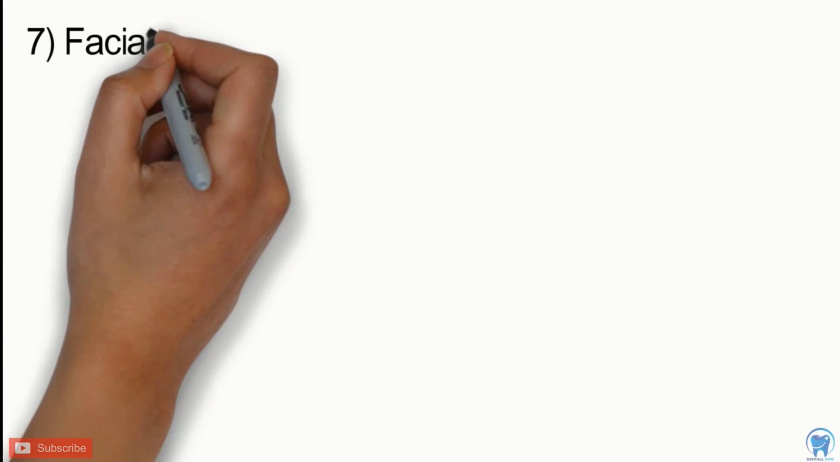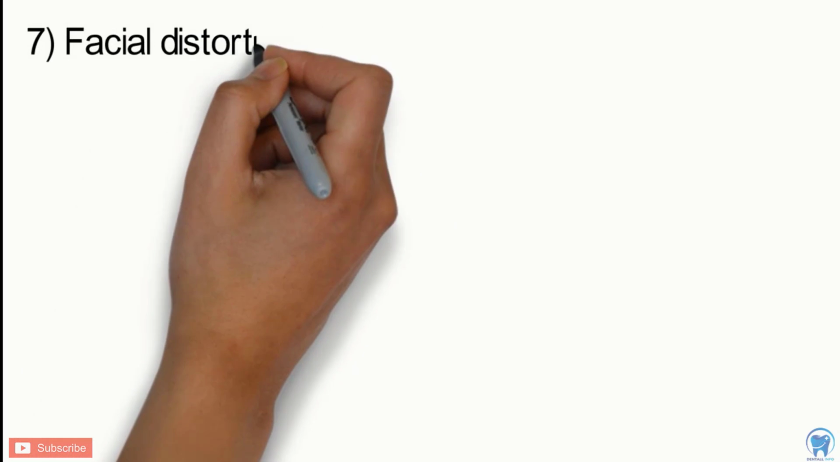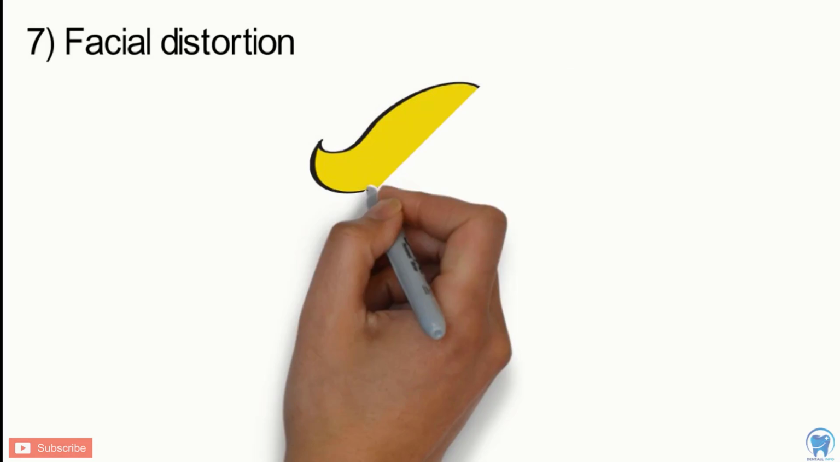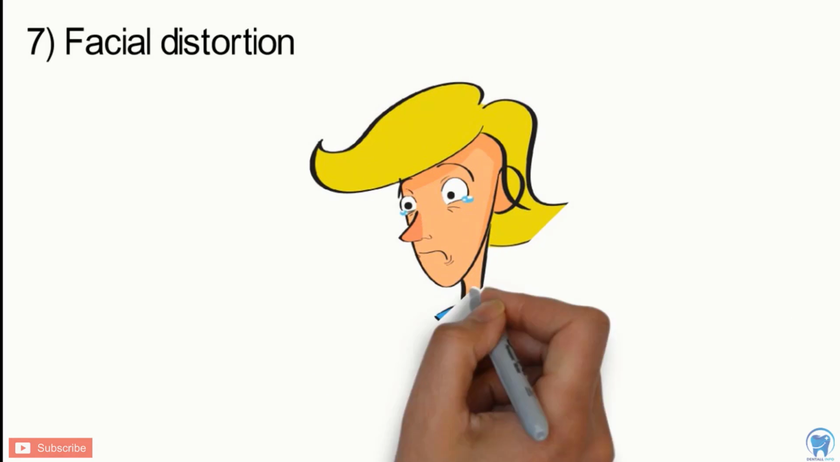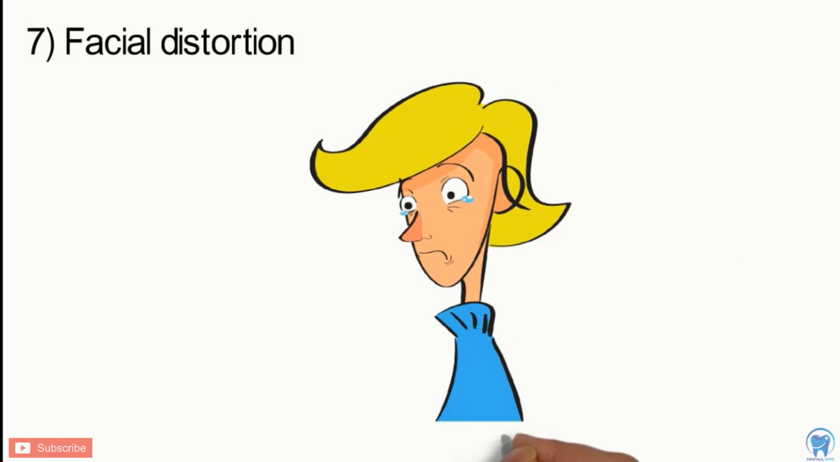Next is facial distortion. The early contact of teeth will lead to an inability to close the lips, which will produce a strained expression and elongation of face.